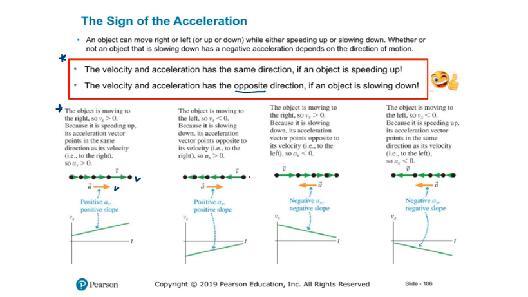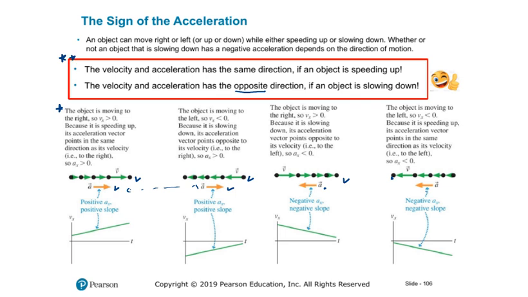The velocity and acceleration have the opposite direction. If an object is slowing down, doesn't matter up, right, down, left, always opposite. If an object is slowing down, its acceleration is opposite to its velocity direction. These are also showing us examples of velocity diagrams. Increase in velocity, same direction. Decrease in velocity, opposite direction.